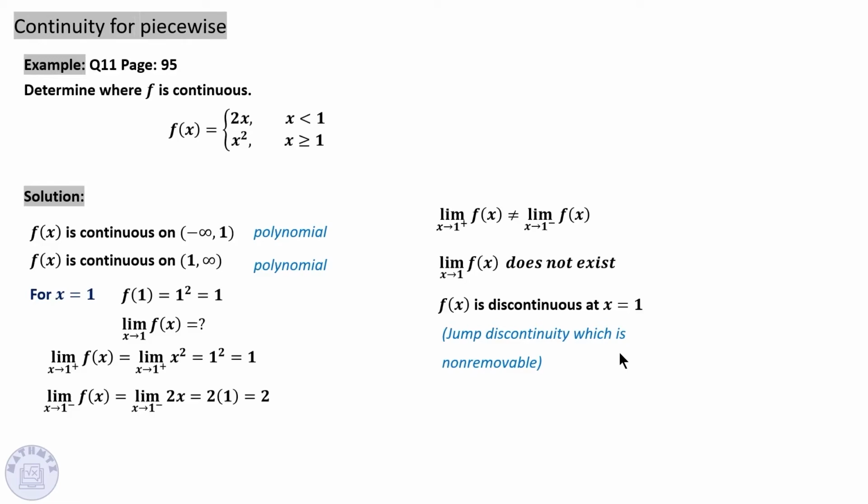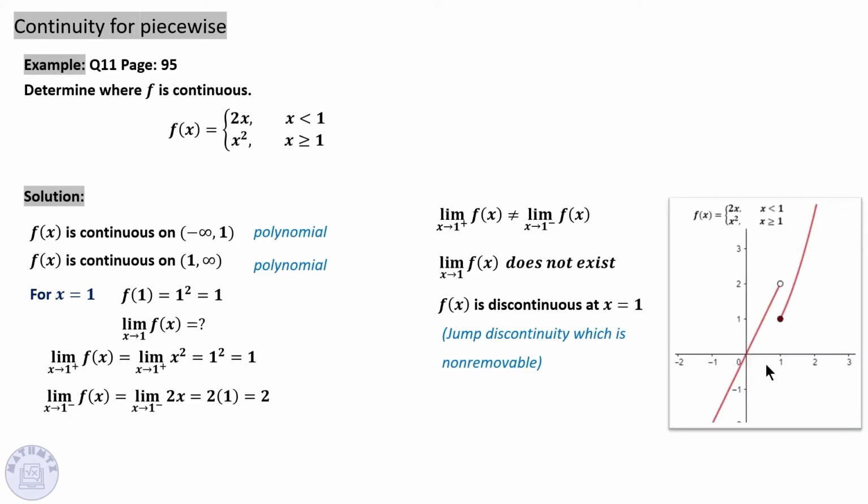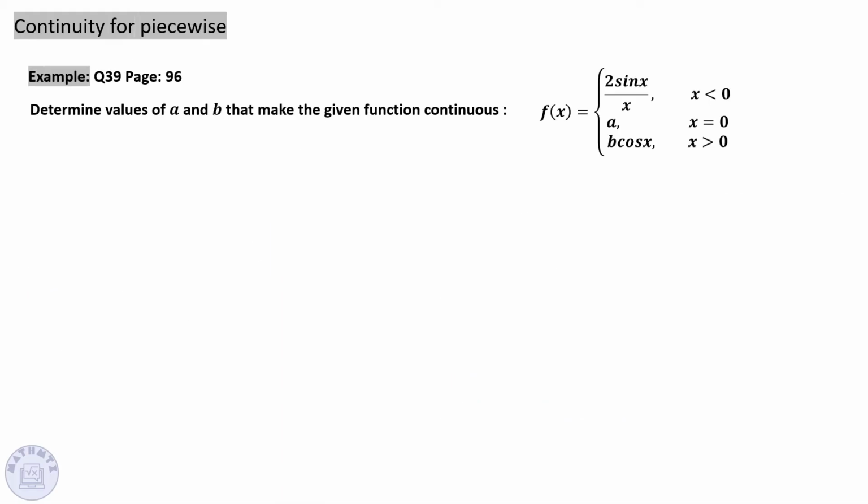It's non-removable because the limit does not exist. And looking at the graph, I can see that the function is continuous for all real numbers except at 1. In this example, we need to determine the values of a and b that make the given function continuous. Pause the video, try to solve the question, and then check your answers.